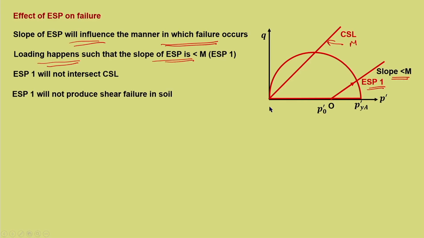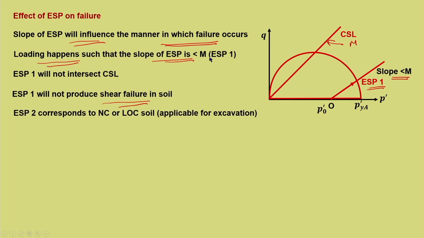So, if ESP is progressing with a slope less than m, it is not going to touch the critical state line. In that case, it is not going to fail. The loading is not going to bring about failure. This is a very important information which comes from here. ESP1 will not produce shear failure in soil. Now, let us consider another case.